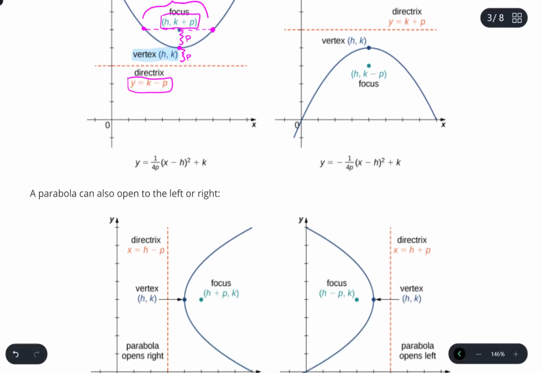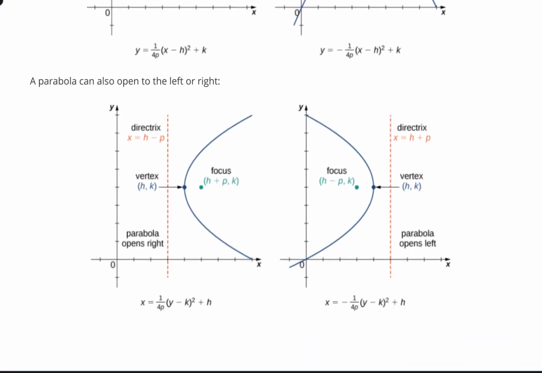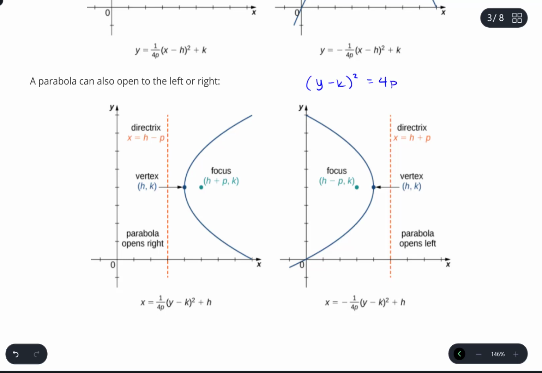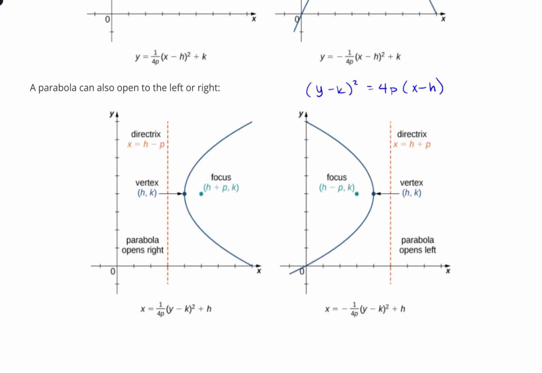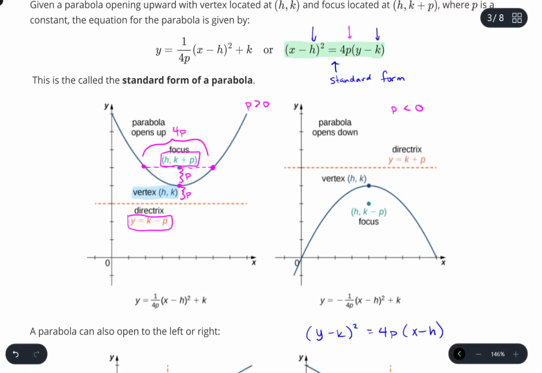Now, in terms of parabolas opening to the left and right, the form of the equation is going to look like y minus k quantity squared equals 4p times x minus h. So it just turns around the exact same formula from above. The only difference is which term is squared. So if the x is squared, then it opens up and down. But if the y value is squared, then it opens left and right.